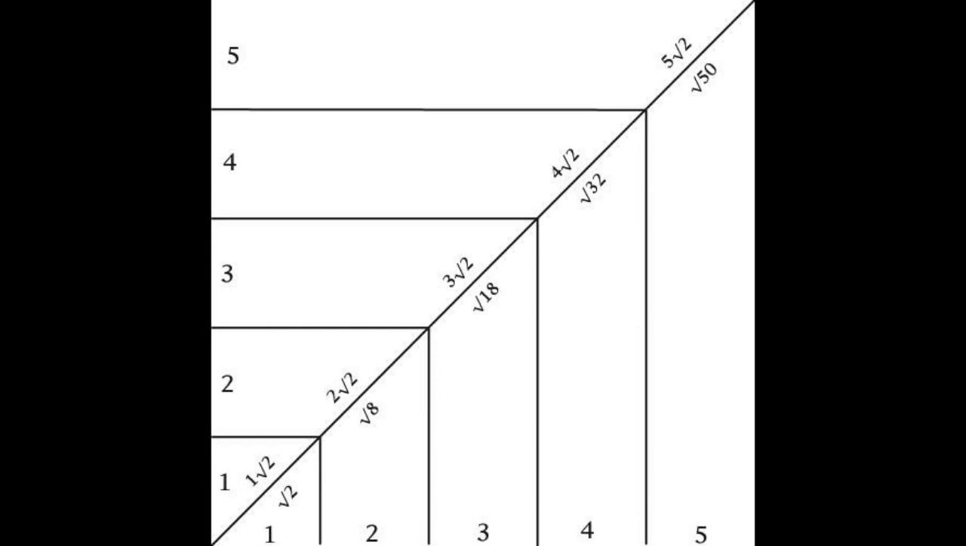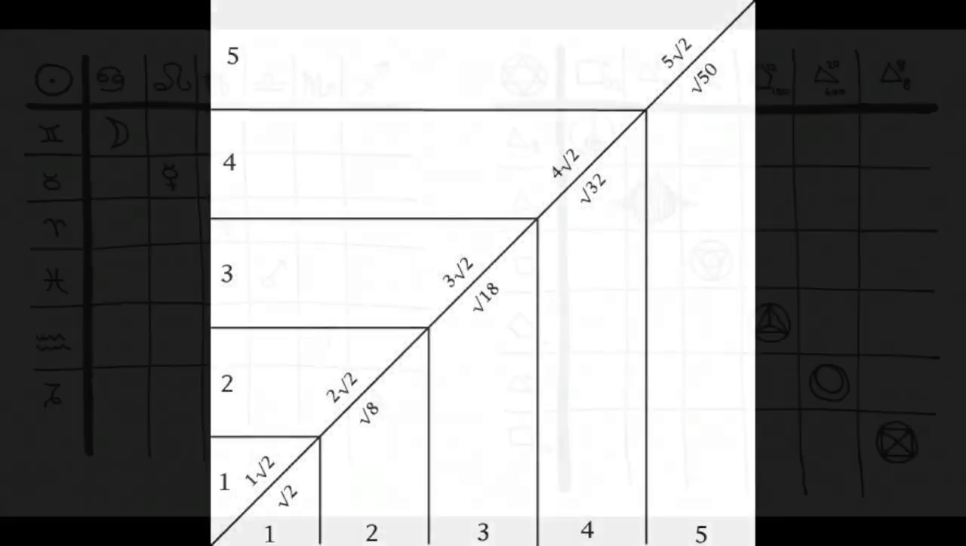Likewise, 3 square root of 2 equals square root of 18, 4 square root of 2 equals square root of 32, and 5 square root of 2 equals square root of 50. This is due to the Pythagorean theorem, a squared plus b squared equals c squared, or square root of the leg squared plus leg squared equals square root of the hypotenuse, wherein square root of 5 squared equals 25 plus 5 squared equals square root of 50.